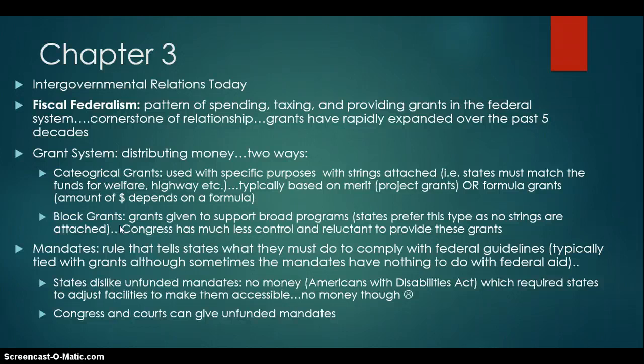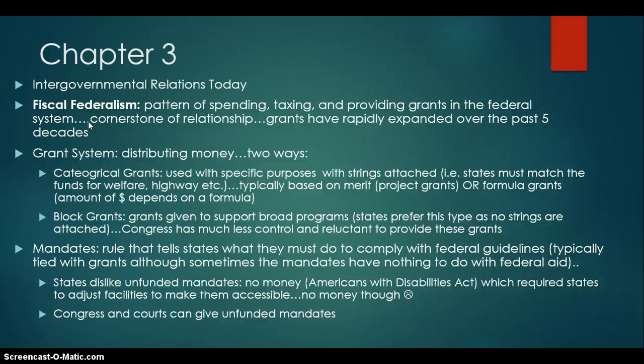In terms of intergovernmental relations today, fiscal federalism plays a major role. Again, remember, federal and state governments are working together. When we talk about fiscal, think about money. This is the pattern of spending, taxing, and providing grants in the federal system. It's undoubtedly the cornerstone of the relationship. Grants have expanded drastically over the past 5 years. Hundreds of billions of dollars are given from the national government down to the state and local governments. So we have a grant system of distributing money.